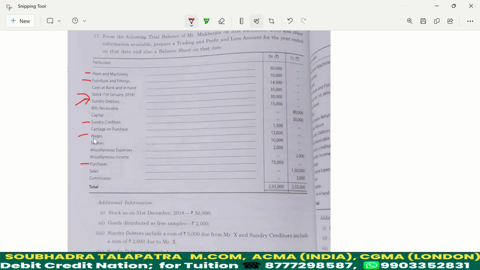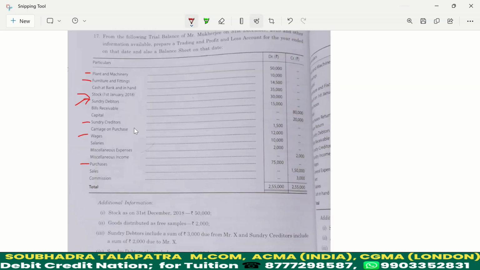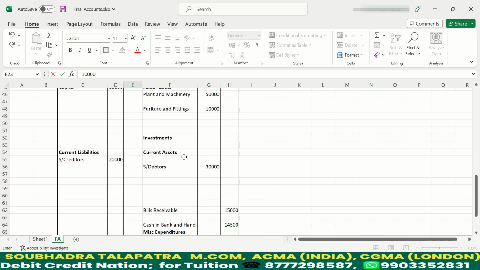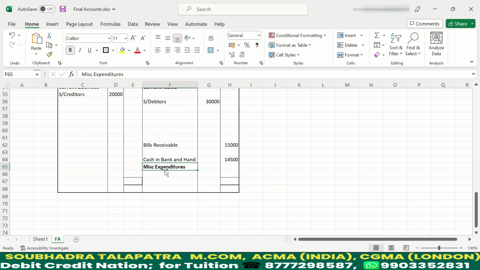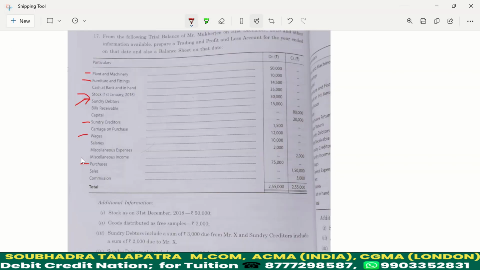No adjustment with salary, I'll put it in the outer column, 10,000. Next I have miscellaneous expenses. Remember, miscellaneous expenses and miscellaneous expenditures are different. Miscellaneous expenditures are those expenditures which will bring me benefit for more than one financial year, but miscellaneous expenses are simply indirect expenses. So I'll put it here, miscellaneous expenses, outer column, 2000.